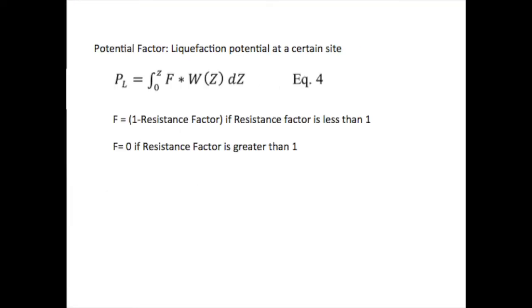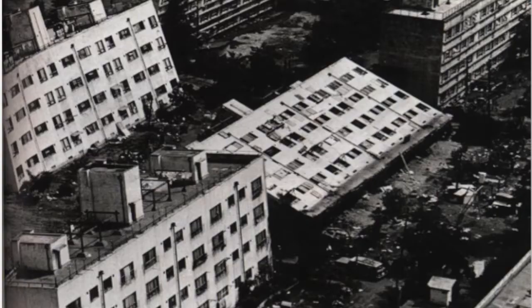The potential factor is calculated using equation 4, where F is 1 minus the resistance factor if the resistance factor is less than 1, and F equals 0 if the resistance factor is greater than 1. Therefore, if there is a large resistance to liquefaction, the potential for liquefaction is 0. In words, the lower the resistance factor, the greater the severity of liquefaction. The greater the potential factor, the greater the chances of liquefaction to occur.